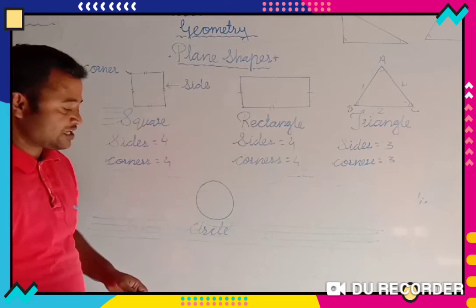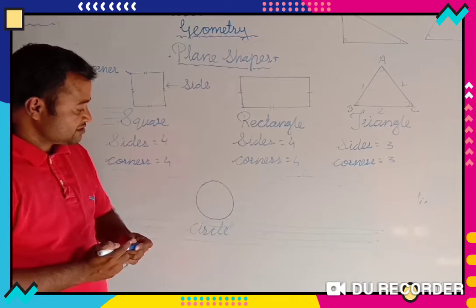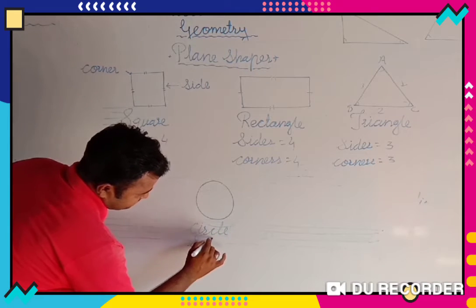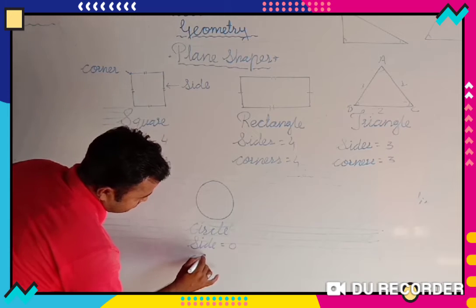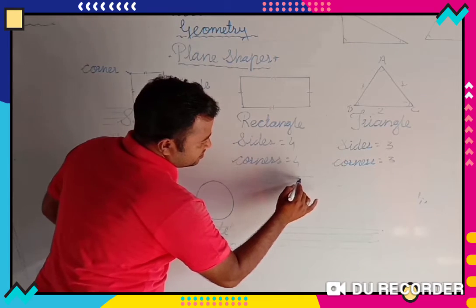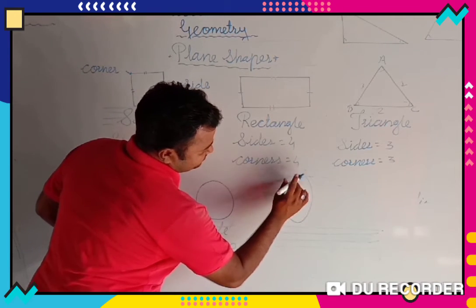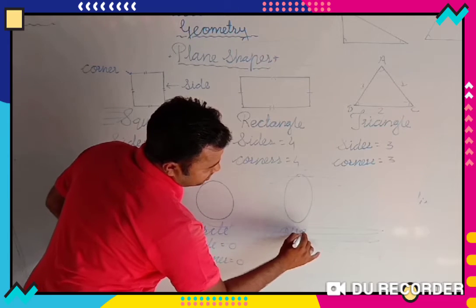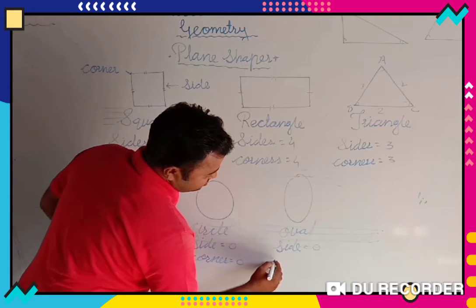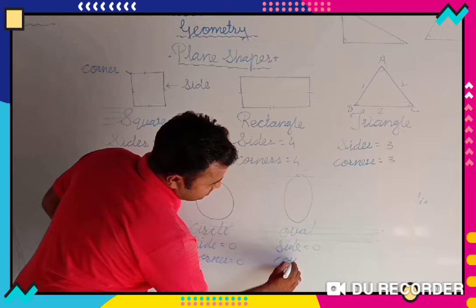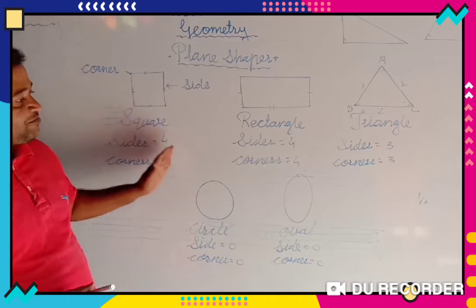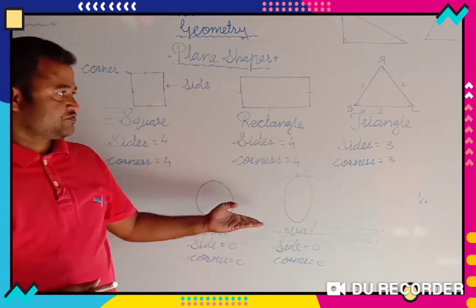Now, how many corners and how many sides does a circle have? A circle has no corners and no sides. So you can write down side is equal to 0 and corner is also 0. The same is with another plane shape or flat shape called oval, O-V-A-L. It also does not have a side. So the side of an oval is 0, and how many corners does it have? 0. Right? So these five plane shapes we have studied in class 4th also.